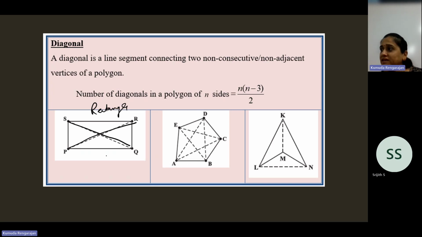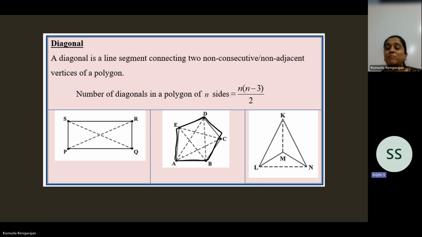A, B, C, D, E. What's the special name for this polygon? Pentagon, ma'am. This one is a pentagon. ABCDE is a pentagon, and you can see the diagonals connected.